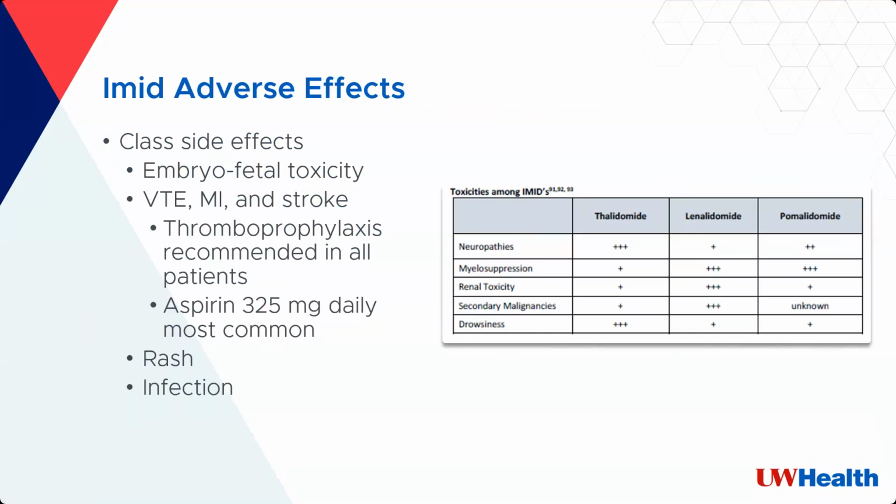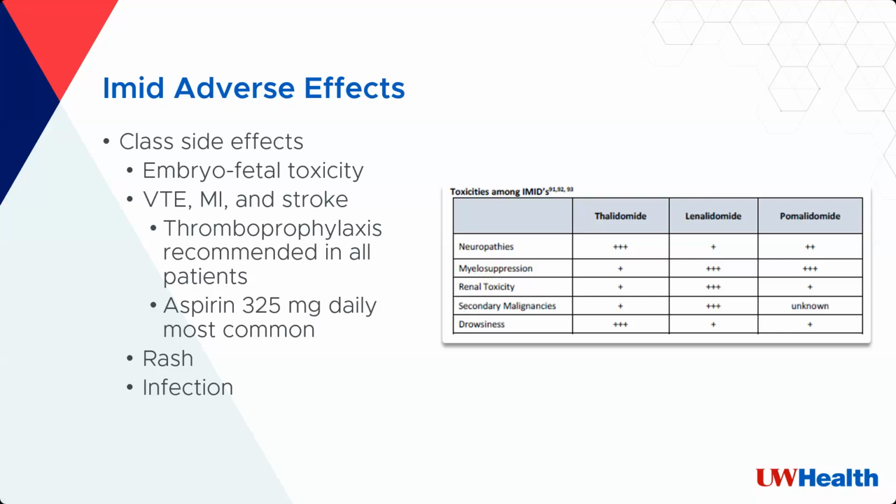There are some class side effects of the immunomodulatory agents that you should think about whenever you think of these medications. So embryo-fetal toxicity, we already discussed. Blood clots, so there's a risk of VTE, MI, and stroke. So therefore you have to provide thromboprophylaxis for all patients. Most common agent that we use is a full-strength aspirin once daily. All of these agents can cause rash, and they can all cause infection.